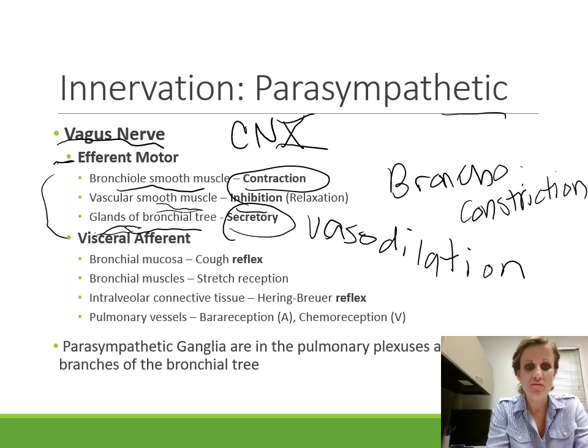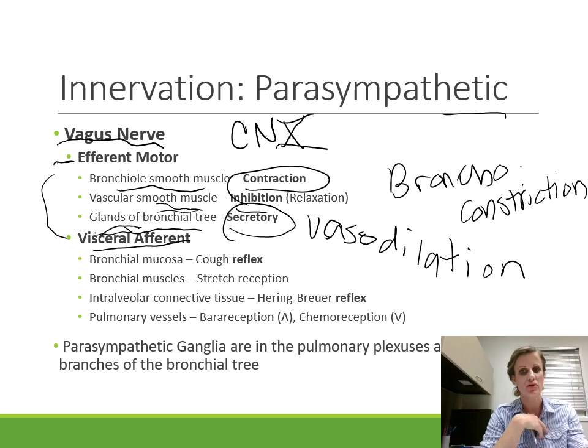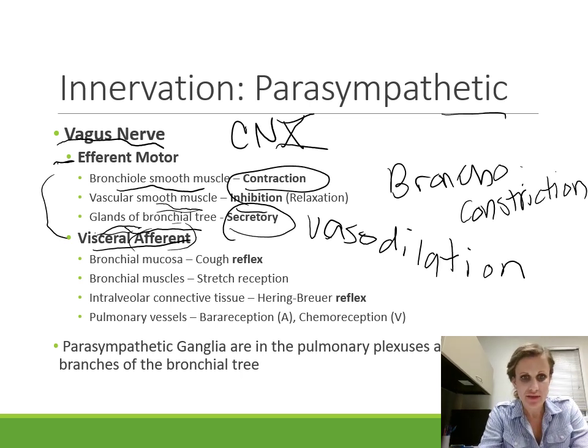There are also visceral afferent signals that are being carried from the tissue back to the central nervous system. And these visceral afferent signals are mainly involved in protective reflexes. Okay, so carrying signals from the viscera, and they're associated with some sort of protective reflex. There are afferent fibers that come from the bronchial mucosa, and we think that these are involved with the cough reflex. So there's some sort of sensory stimulation of the viscera, and this stimulates the cough reflex.